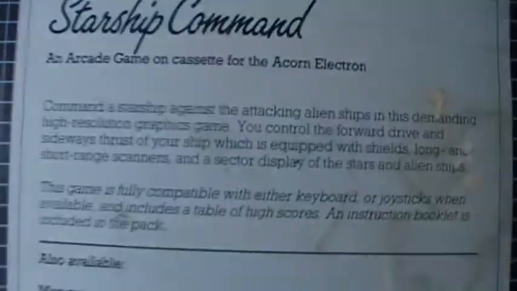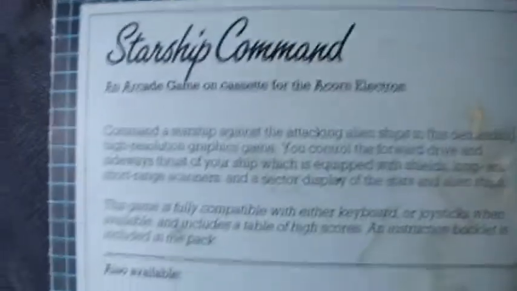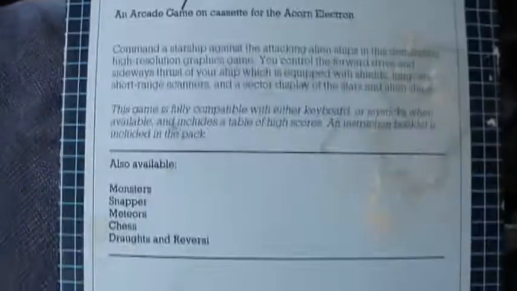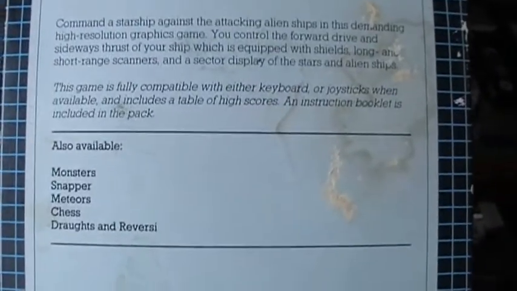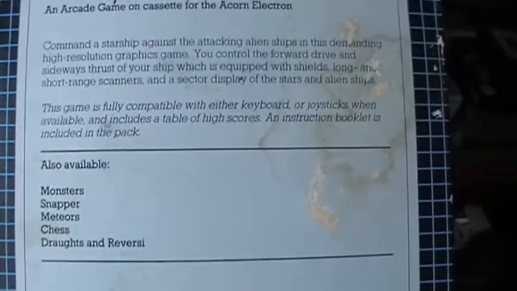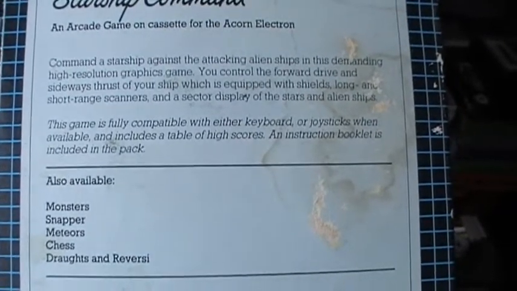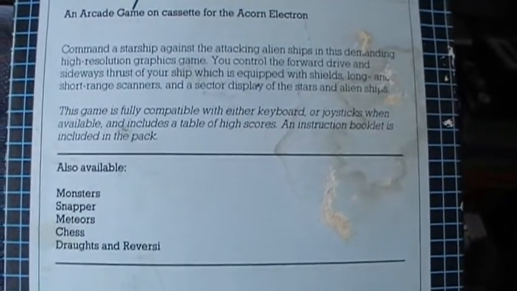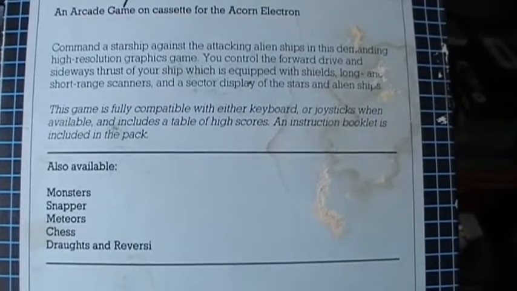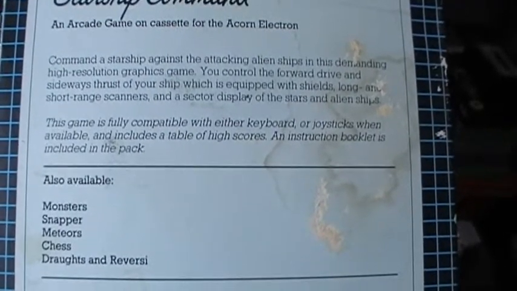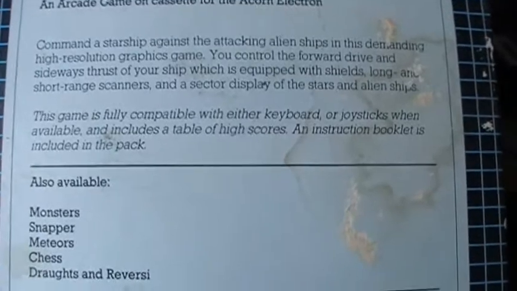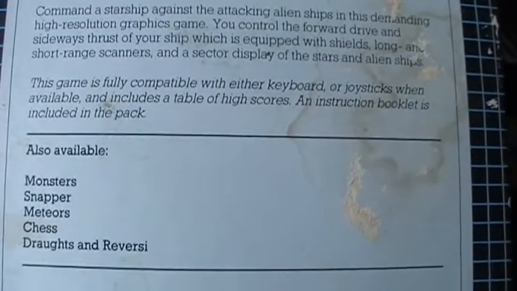Starship Command, an arcade game on cassette for the Acorn Electron. Command a starship against the attacking alien ships in this demanding high-resolution graphics game. It's probably why it's black and white. You control the forward drive and sideways thrust of your ship, which is equipped with shields, long and short range scanners, and a sector display of the stars and alien ships. This game is fully compatible with either keyboard or joysticks when available. Yeah. And includes a table of high scores. An instruction booklet is included in the pack.